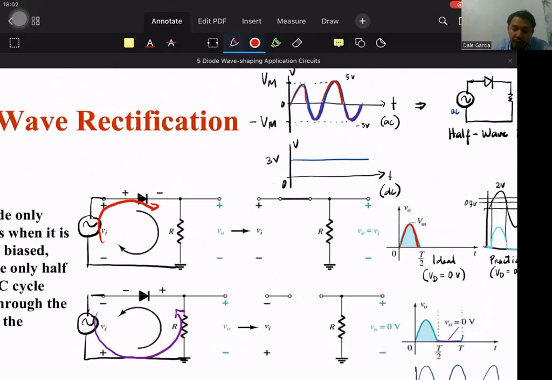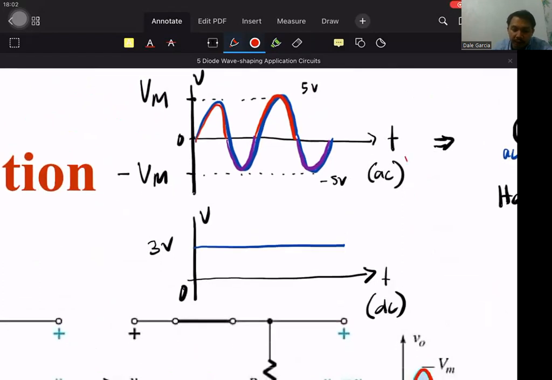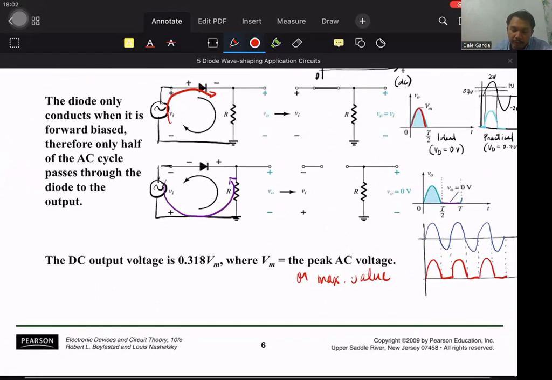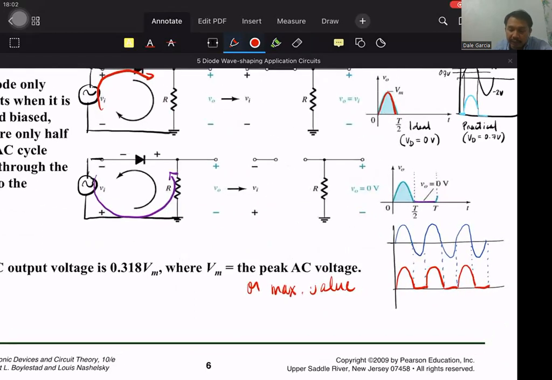Remember, our original source is AC. If we pass the AC source through a rectifier diode, what comes out is an apparent DC voltage, a DC source from our AC source. So, although not perfect, it has been transformed. At least this is the first step. Our AC source is transformed into a DC source.